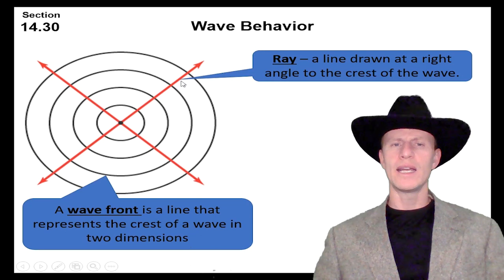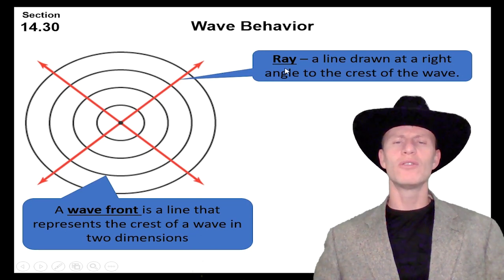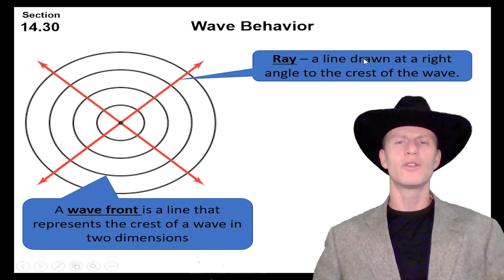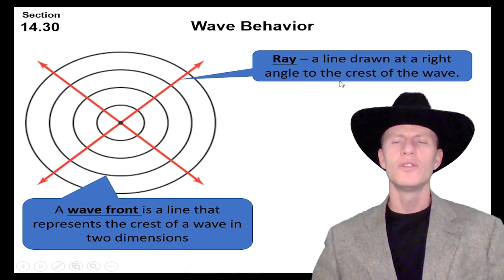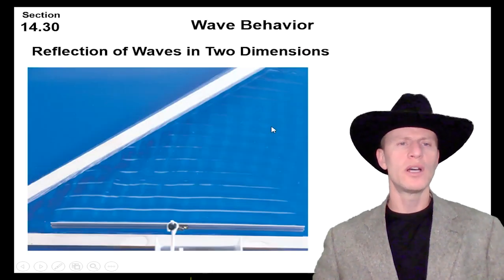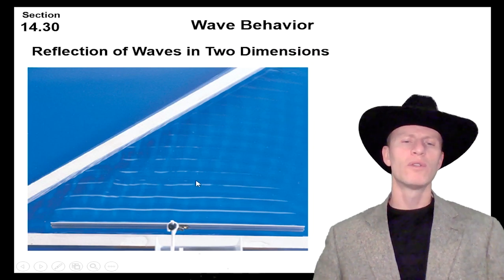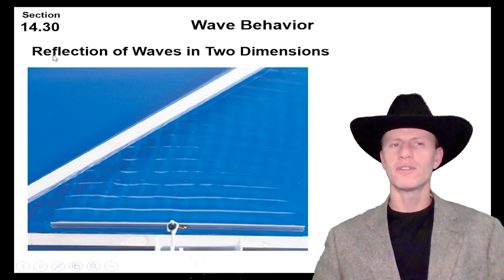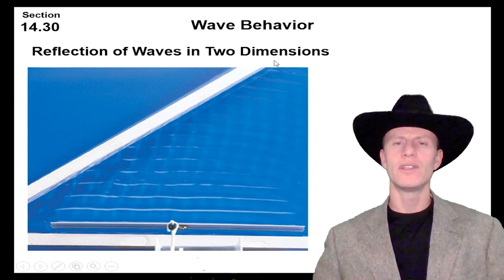These red lines represent the rays showing the direction the wave has traveled and are drawn at the right angle to the crest of the wave. So understanding how we can draw these, we can analyze them. We're going to look at 2 different scenarios. This first one is on a reflection of waves in 2 dimension.